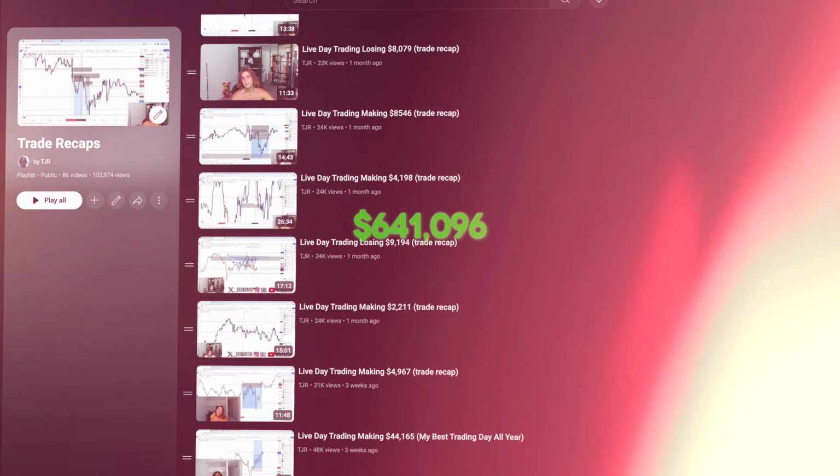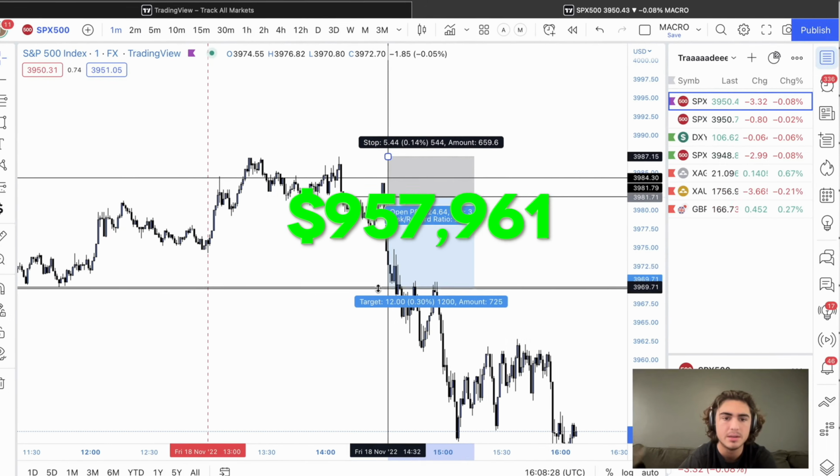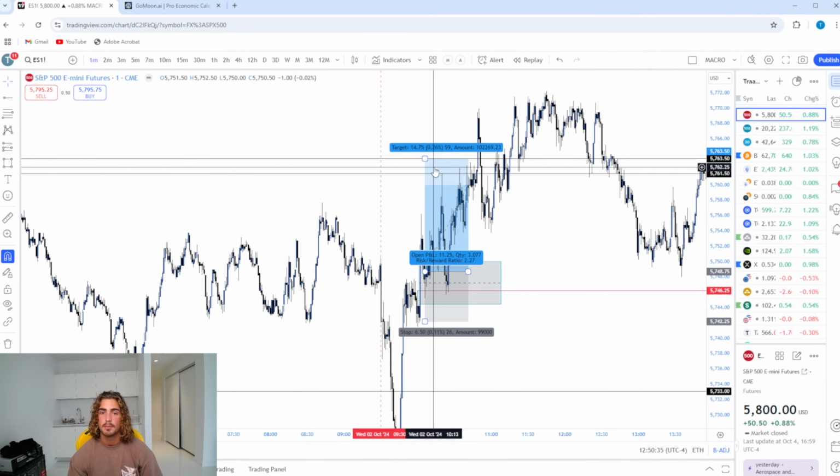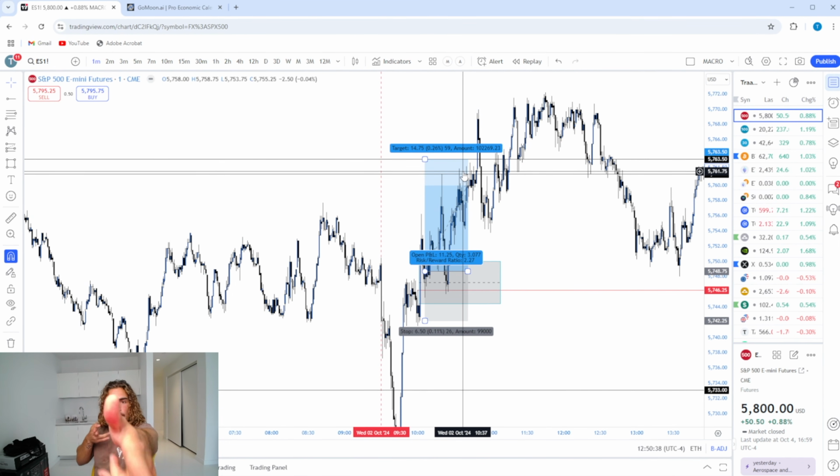I have made over $1 million in profit throughout my entire day trading career, and every single trade that I take is based off of liquidity sweeps. Today, I'm going to break down how you guys can spot liquidity sweeps within the market so that you guys can start taking profitable trades based off of liquidity.